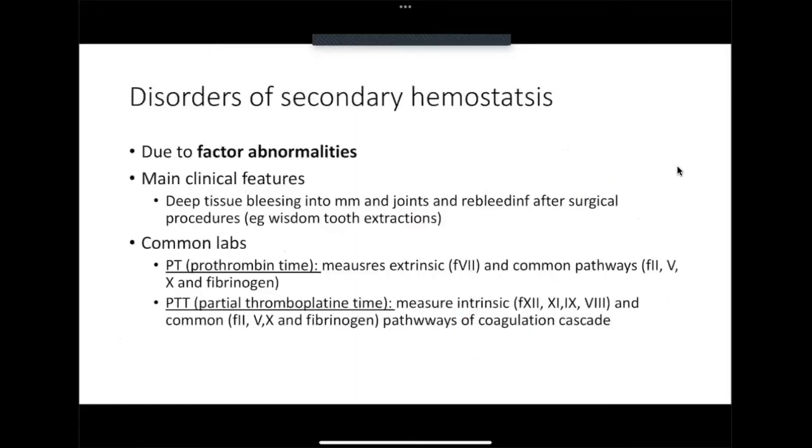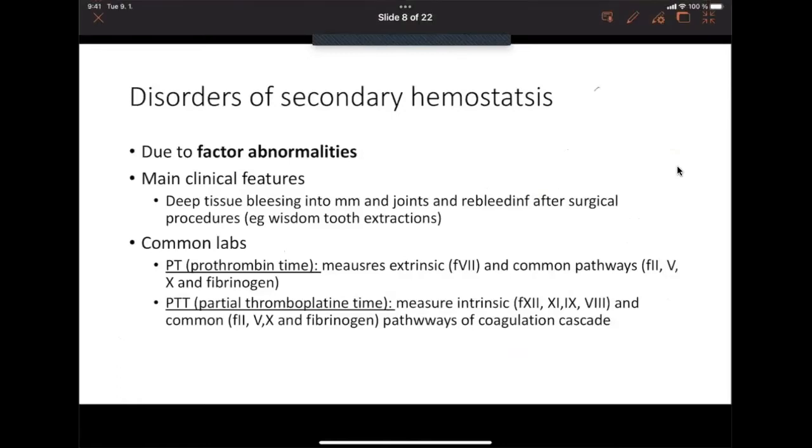Okay, disorders of secondary hemostasis. Now, this is where we deal with the coagulation cascade, the factor abnormalities. The main feature is deep tissue bleeding into the muscles and the joints, and rebleeding after surgical procedures like wisdom tooth extractions and so on and so forth. So basically, bleeding. That's the main thing, bleeding.